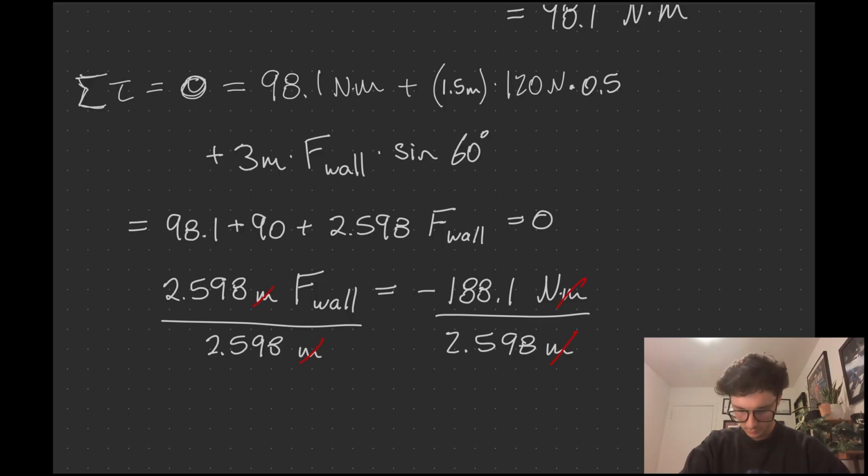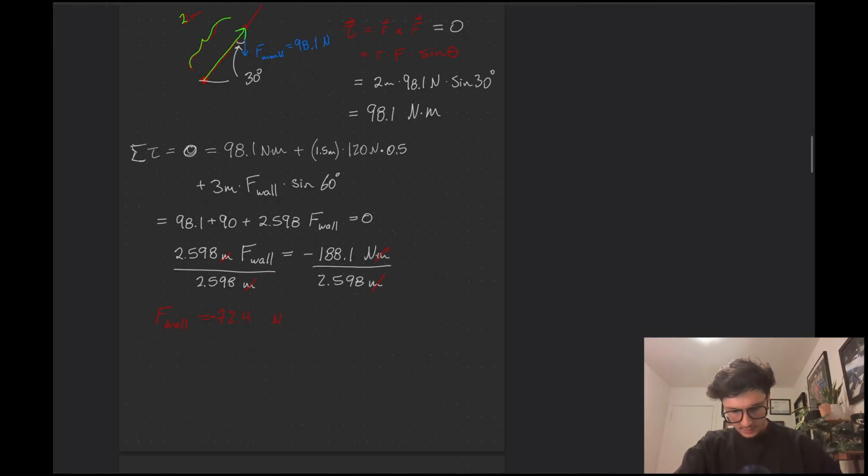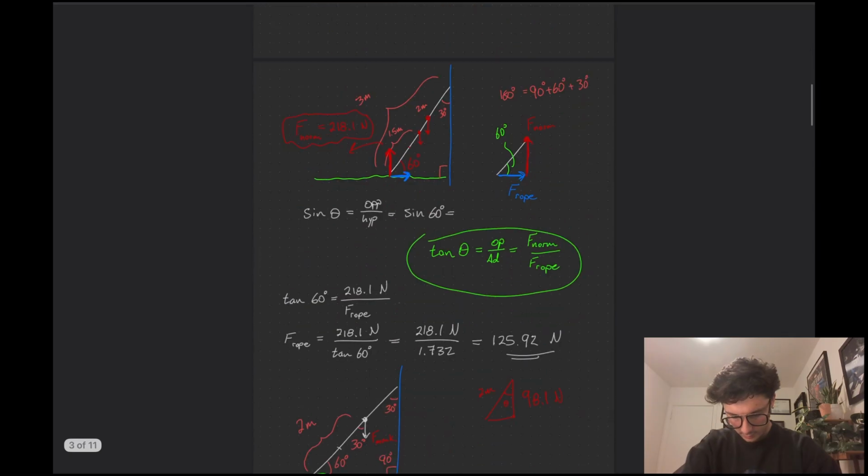So we have F wall is equal to negative force. I guess that makes sense because it's pushing the other way out. So 188.1 divided by 2.598. So F wall is equal to negative 72.4 newtons. And then we can go back to our original thing. So we found this, and that equals exactly that, except negative.